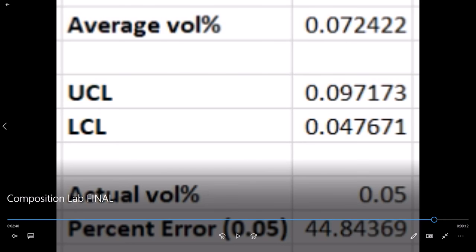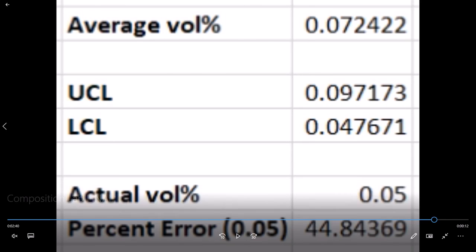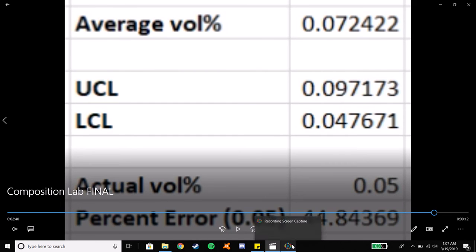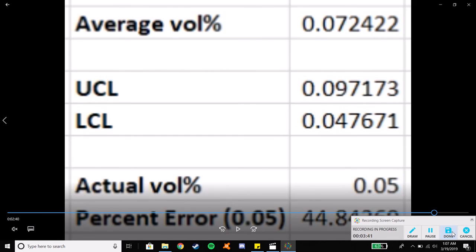For the absorbance data, we got an average volume percent of 0.0724% of the total volume was food dye. The actual volume percent was about 0.05%, which is inside of our confidence interval, and that gives us a percent error of about 44.8. We also believe that some of our error can be attributed to the fact that we didn't take incredibly precise measurements when we were measuring the flow rates, only using a timer and eyeing how far the flow had proceeded.